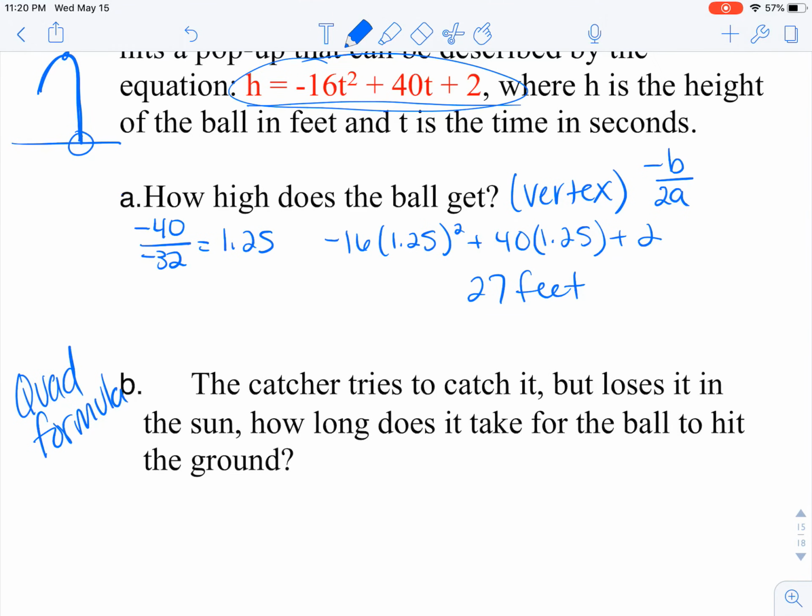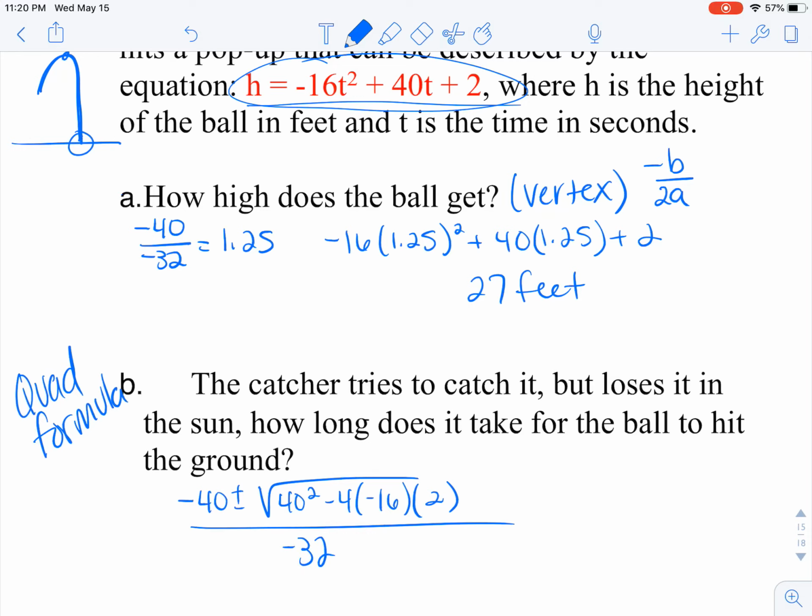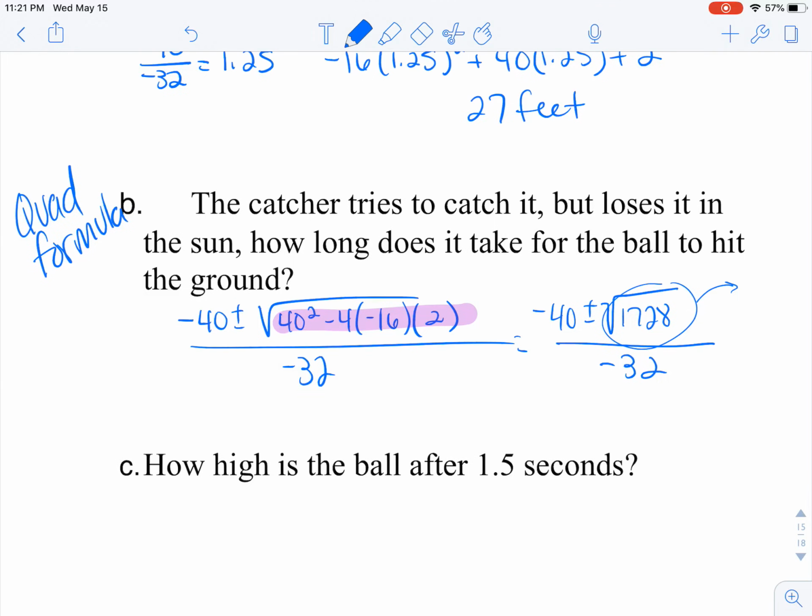So if we're going to put this into the quadratic formula, we'd have negative 40 plus or minus the square root of 40 squared minus 4 times negative 16 times 2, all over 2 times a, which would be negative 32. So we're going to start with simplifying this underneath a radical. If you put that on your calculator, you end up with 1728 over negative 32. Now, normally this is where we go off to the side and simplify this, but when we're talking time, we actually want numbers, not radicals.